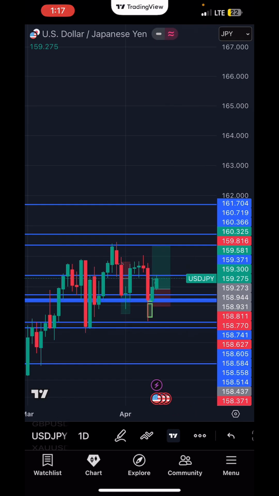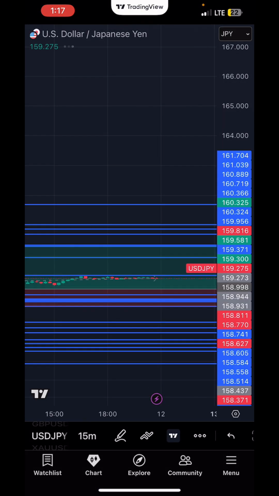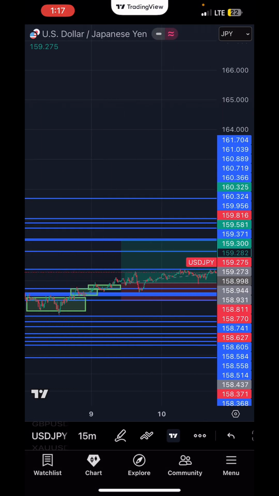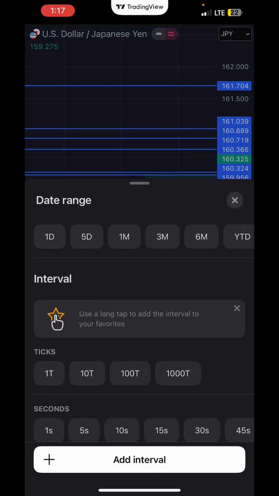I simply look for the next zone going either up or down, depending on if I'm buying or selling. And then I'm gonna go from there. And I use the 15-minute time frame as well. So I usually look at the daily.